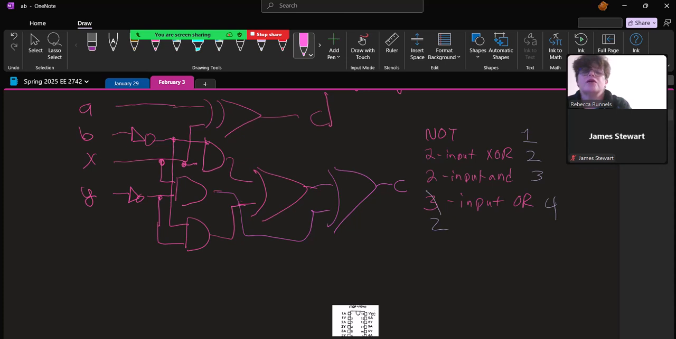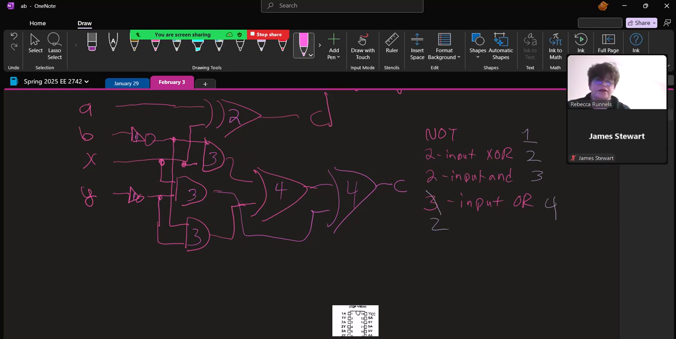Okay, so now the NOT was chip 1, so I'll put a 1 on each of those. The exclusive OR was chip 2, so I'll put a 2 there. The AND was chip 3, so I'll put a 3 on those. And the OR was chip 4, so I'll put a 4 on those.